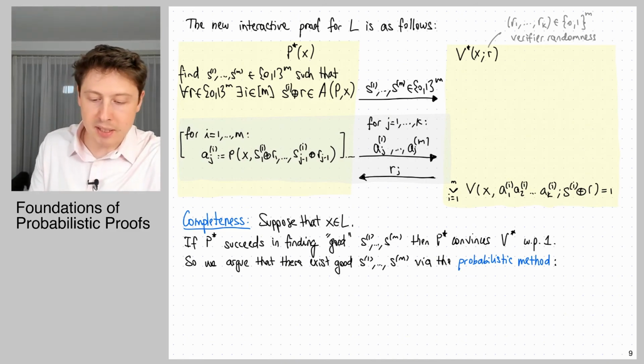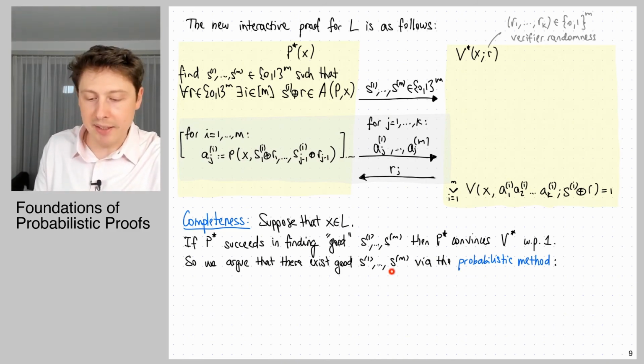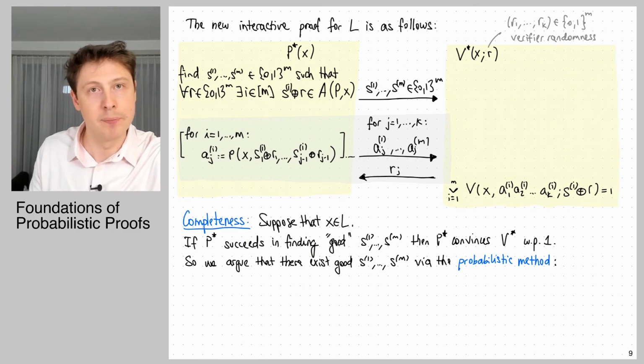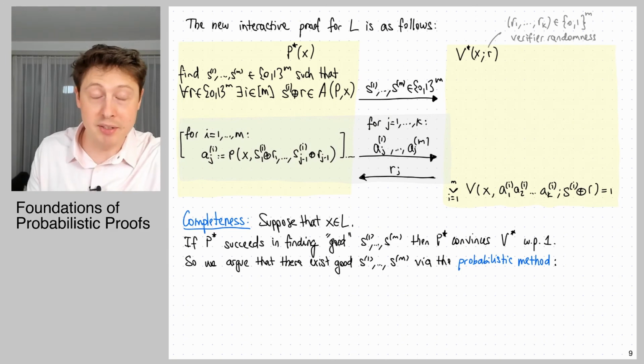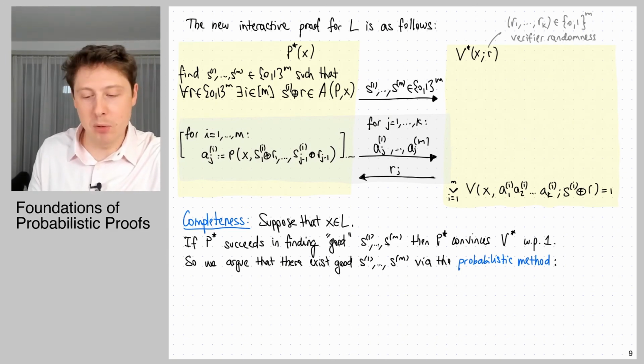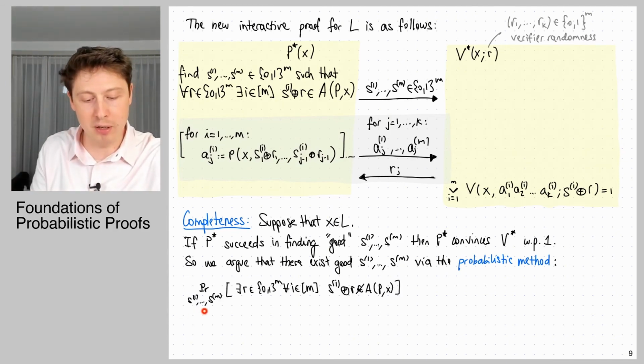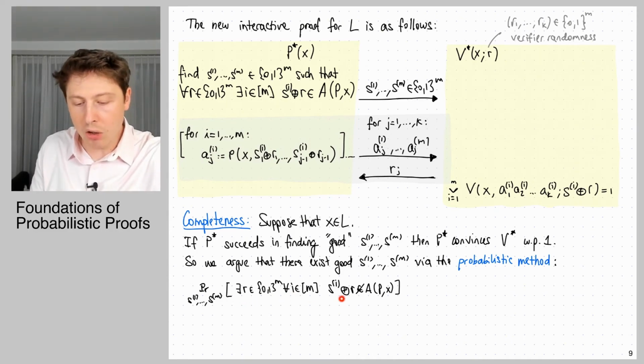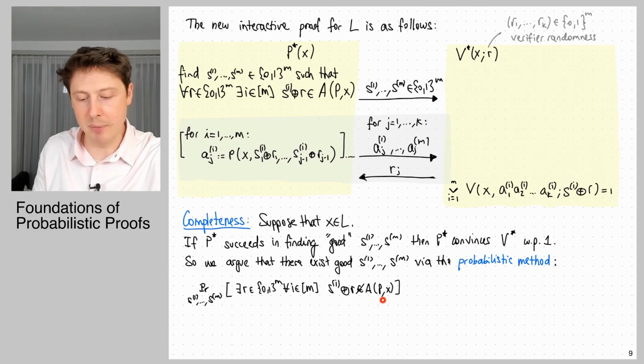To argue that there exists such a setting of shifts, we use the probabilistic method. We're going to prove that they exist with probability greater than 0. Equivalently, we're going to prove that the probability that they're bad is strictly less than 1. Okay? So we look at random independent choices of shifts, and the probability that they are bad, namely that there exists an r such that all shifts are not in the accepting set, is less than 1. That's what we want to show.